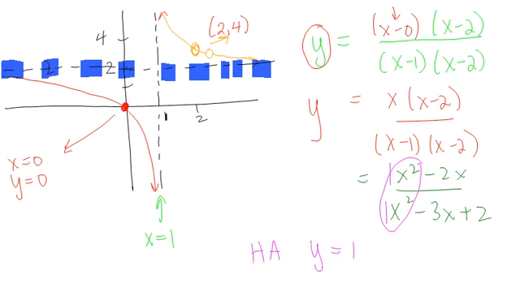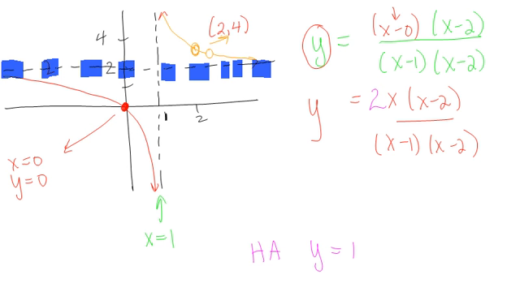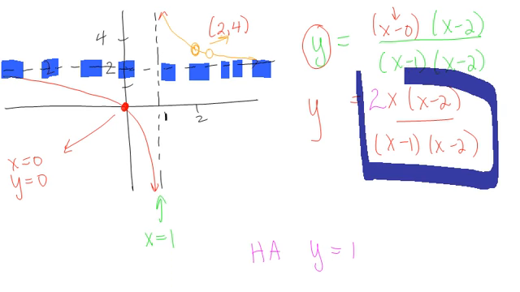That's not what I want. I want a horizontal asymptote of 2. So that means that I actually have a factor of 2 out front here in order to create that horizontal asymptote. So my equation, I'm just going to erase this because this was just a little bit of work. My final equation for this pretty ugly looking graph is 2x times (x minus 2) over (x minus 1) times (x minus 2).